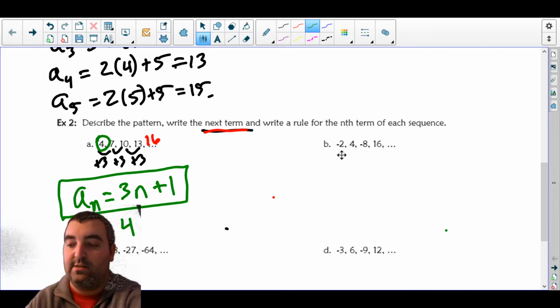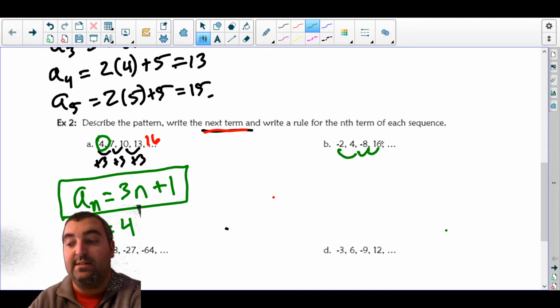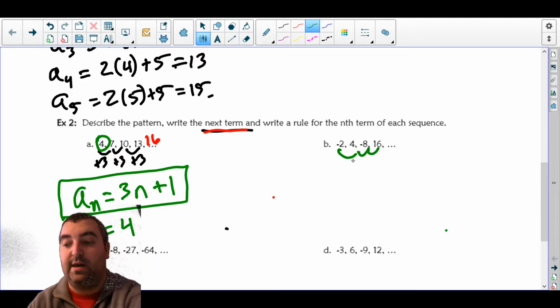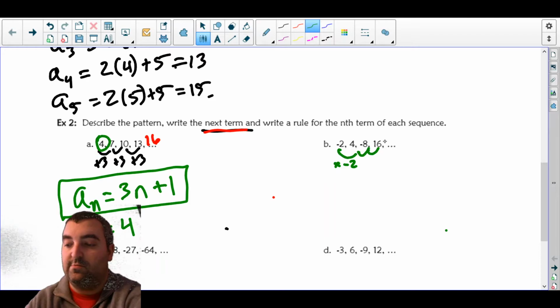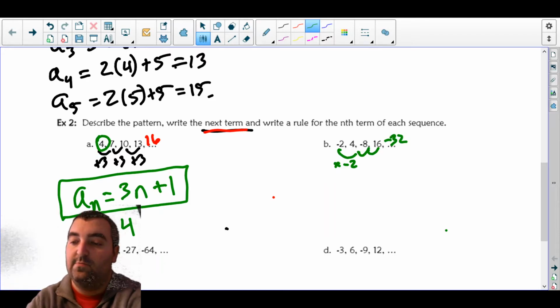Okay, so let's look at this one though, because this one's a little different. So here, 2, 4, 8, 16, and then it switches from negative to positive. So that means we're going to have multiplying by -2. Okay, and the negative is what makes it switch back and forth, and then obviously multiplying by 2. So the next one would be -32.